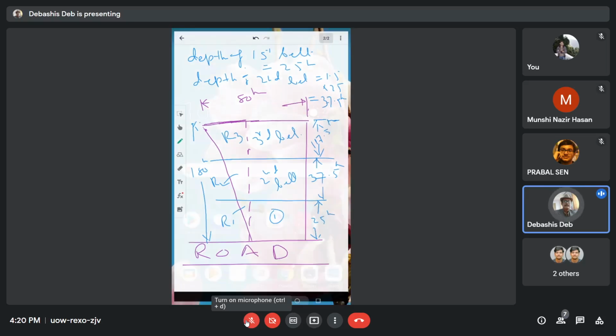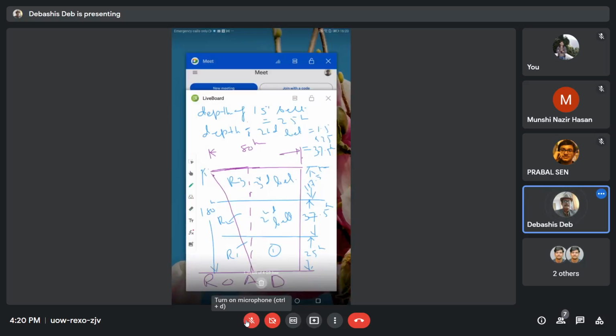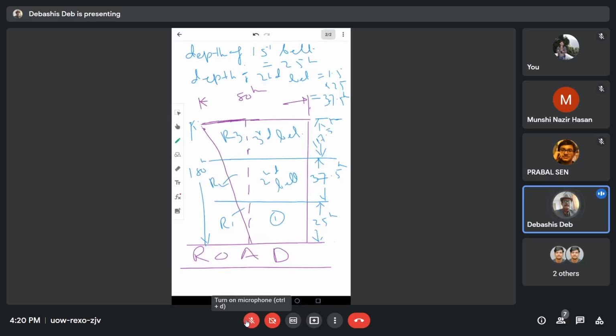Only thing is that you see this R1, this portion. If I consider X, because base of the triangle is given 25 meter, height of the triangle X, and for R2, if I consider this portion as Y, so I'll have to calculate X and Y. What is the value of X with the help of similar triangle?